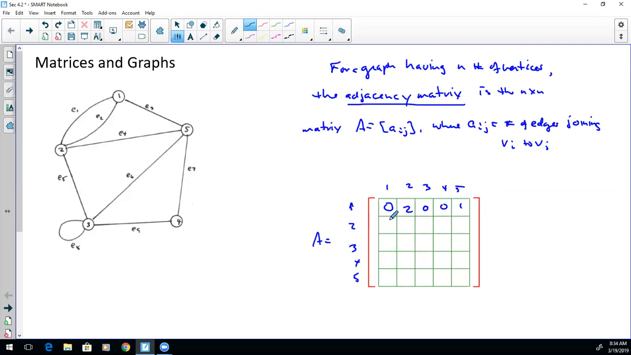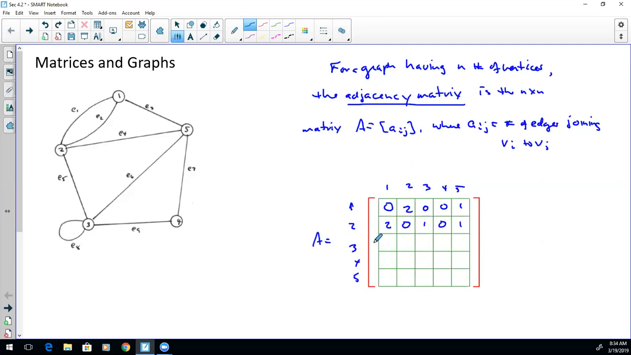Okay, now we go through the second row and we count the number of edges that join vertex 2 to the different vertices in the column. So this is the 2, 1 entry. How many edges join vertex 2 to vertex 1? There are 2 of those. 2 to 2, no, there aren't any. 2 to 3, there's 1 that joins 2 and 3. 2 to 4, none. 2 to 5, 1.